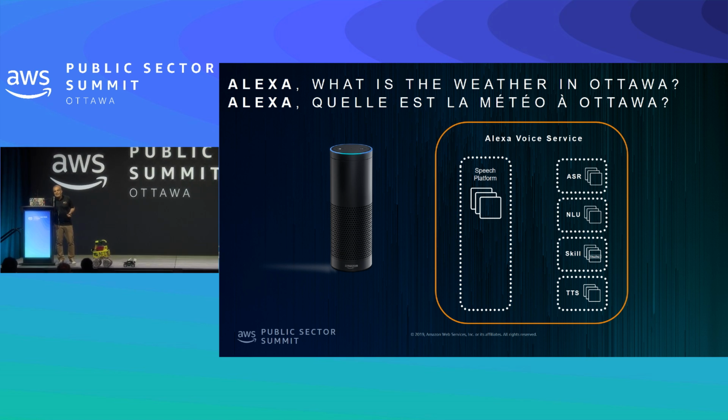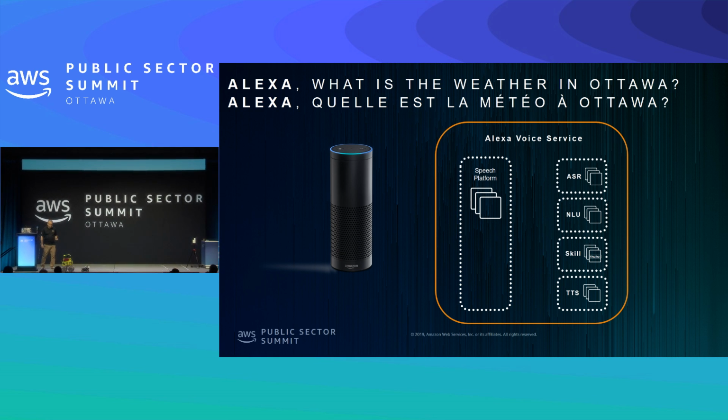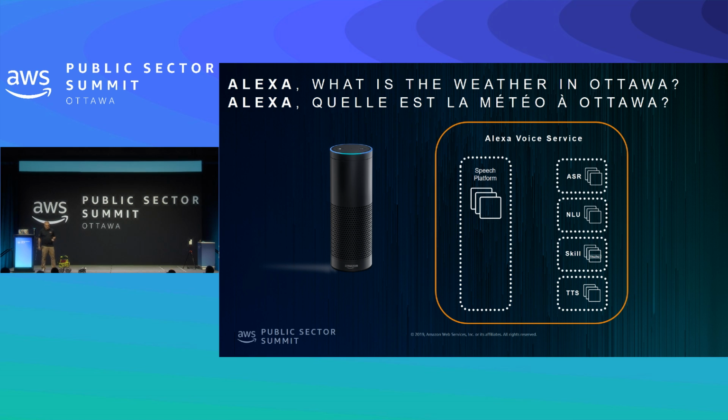Alexa, what's the weather in Ottawa? In Ottawa, Ontario, it's 12 degrees Celsius with cloudy skies. Tonight, you can look for showers, with a low of 5 degrees.